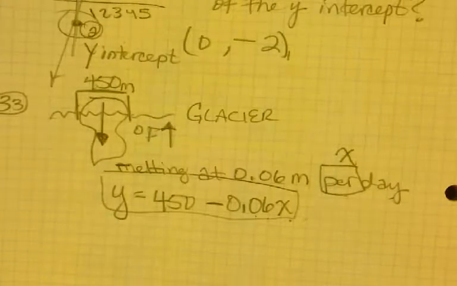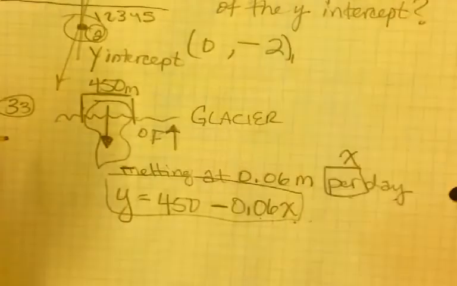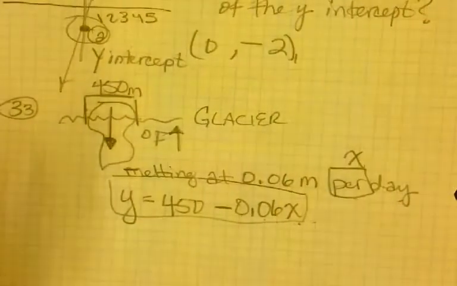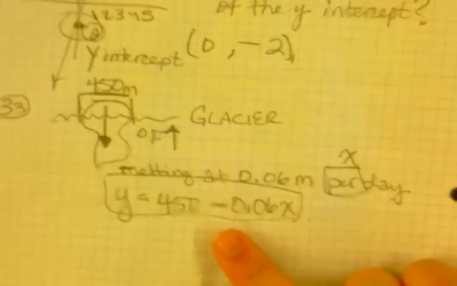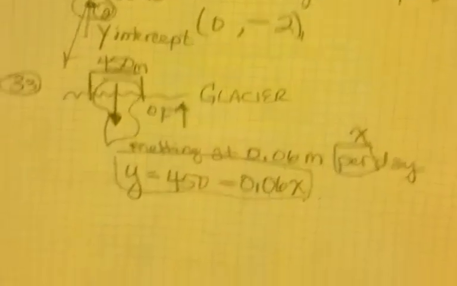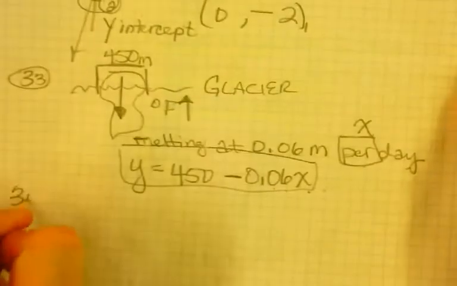All right, now check this out. This is how they're going to do you next week when you take the test. This is exactly how it's going to be. Right, 33. We all felt really comfortable with that, right? We can write this equation all day long. 450 minus 0.06, got it. No problem. Look what happens on 34, though.